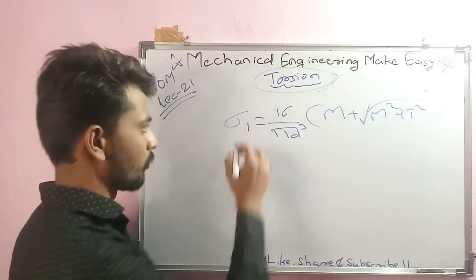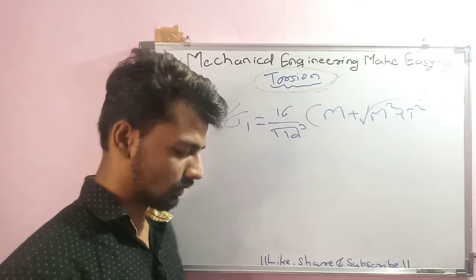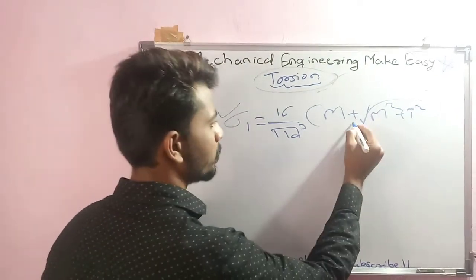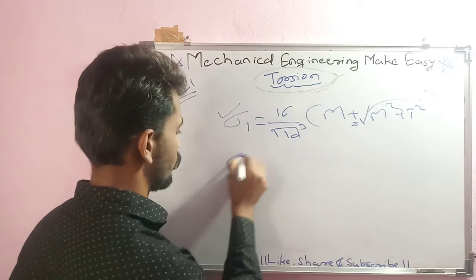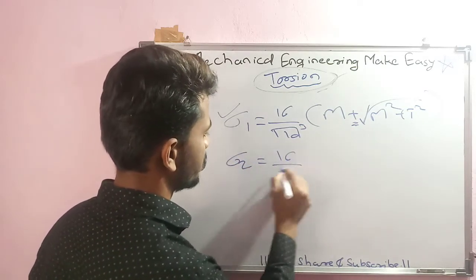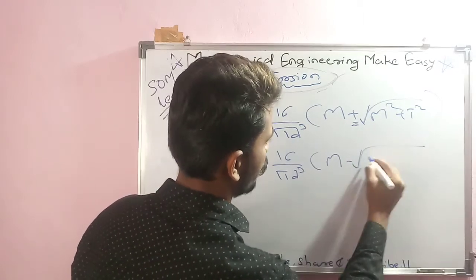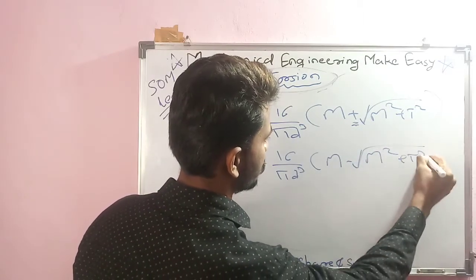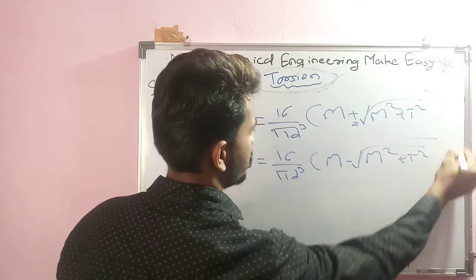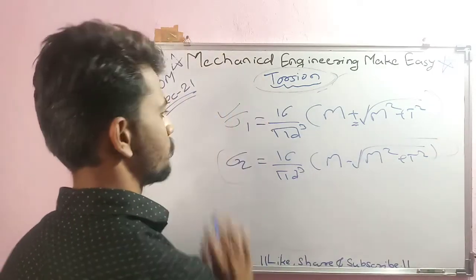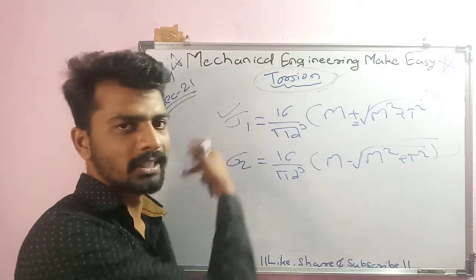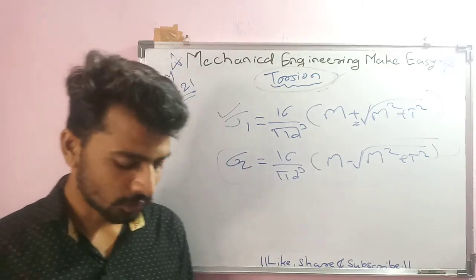Okay, this is the formula for sigma 1, and in case of sigma 2, only this plus will be replaced by minus. So sigma 2 will be equal to 16 upon pi d cube, then m minus under root of m square plus t square. Okay, this is the formula for sigma 2, and that is the formula for sigma 1. This is the maximum principal stress and this is the minimum principal stress.